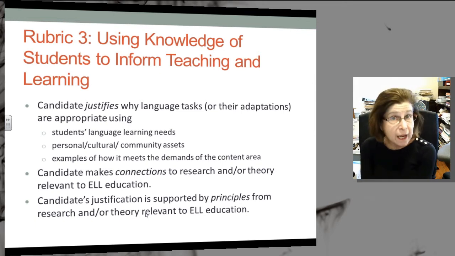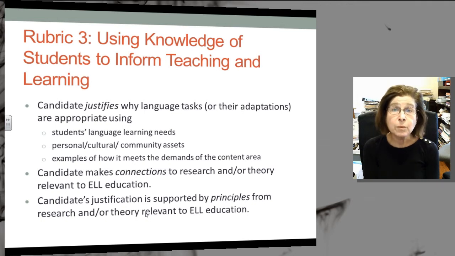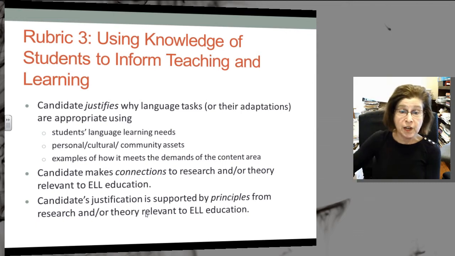Next, again, if you want a strong response, you have to link this to research and theory in the field. And in addition, cite specific principles that you have used to aid you in providing the plans for this learning segment.